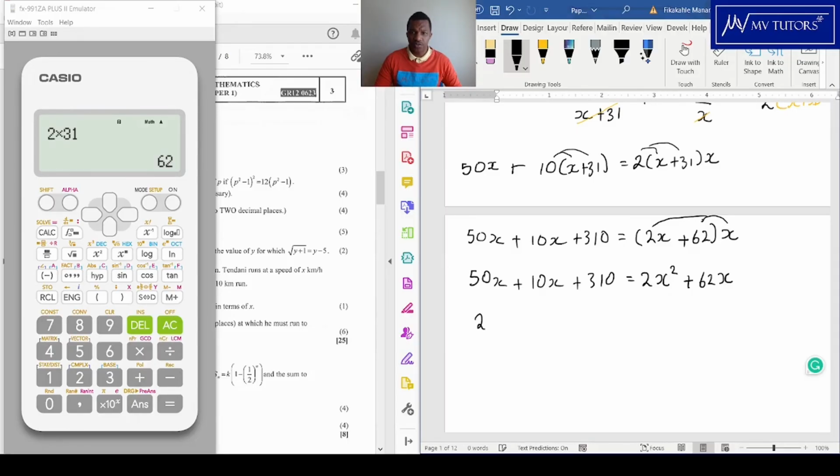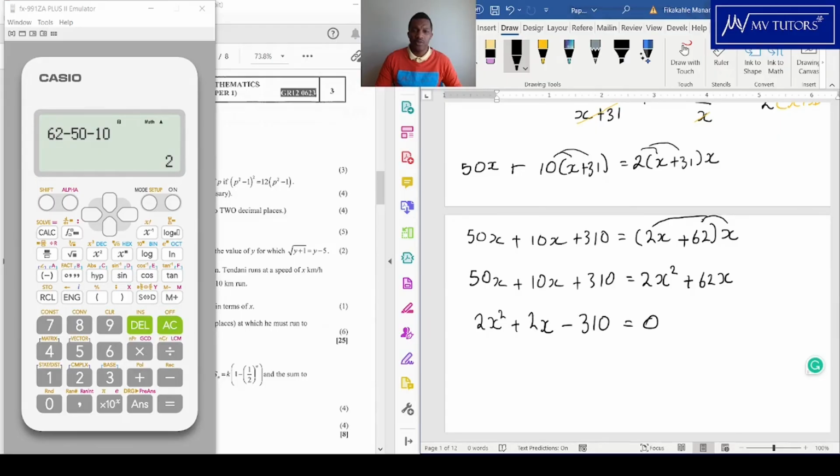Such that my equation will be 2x squared. Now let me take all the variables. It's going to be 62. If I take 50 to the other side, it becomes minus 50. If I take the 10 to the other side, it becomes minus 10. That's all I have to do with x. So that equals a positive 2x. If I take the minus 310 to the other side, that's it. Okay, there we go.